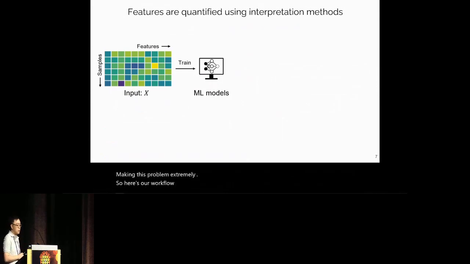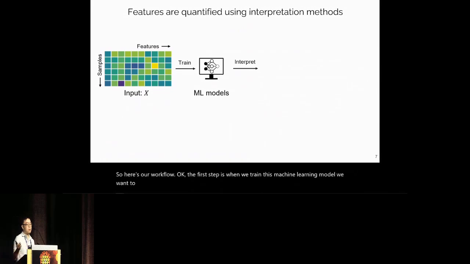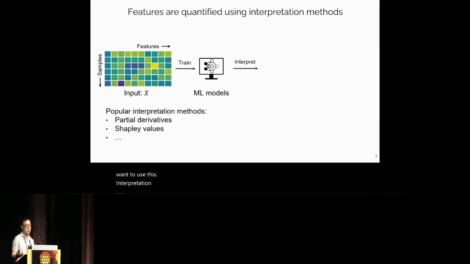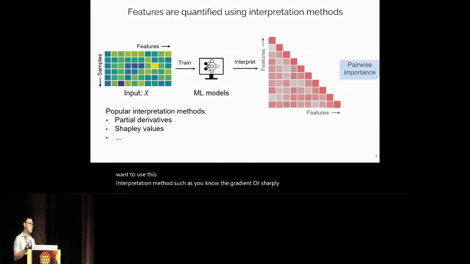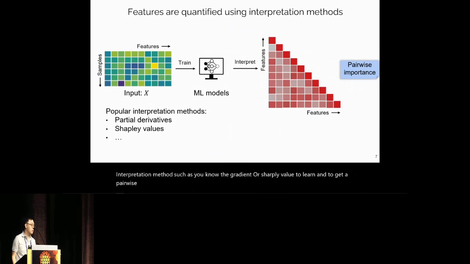So here's our workflow. The first step is, when we train this machine learning model, we use an interpretation method, such as the gradient or Shapley value, to get a pairwise feature importance anyhow, even though we know that these do not really characterize the non-additive effect. Why? Because all these attribution methods try to attribute or marginalize the contribution to the final prediction to this pairwise feature. So it does not necessarily mean non-additivity.